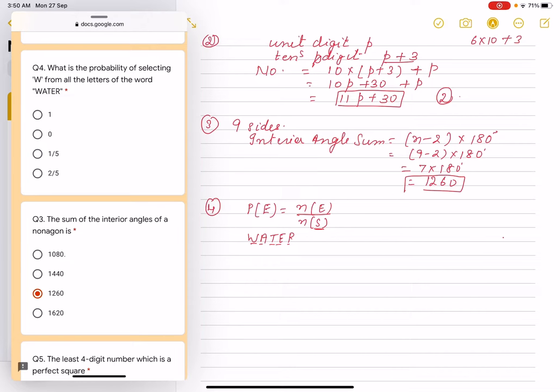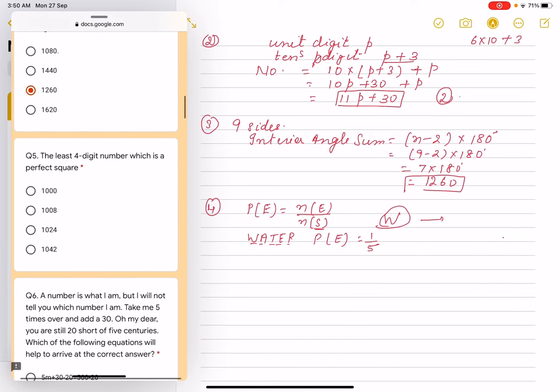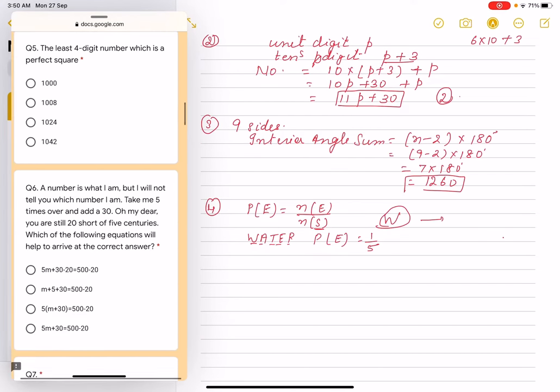And what is the probability of selecting W? How many times will it come? Once. So, what is the probability? 1 by 5. So, the third option will be correct. Question number 5. We come to question number 5. That is the chapter of square and square root, which you have already done.